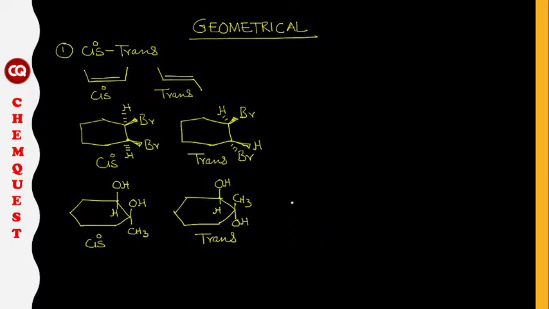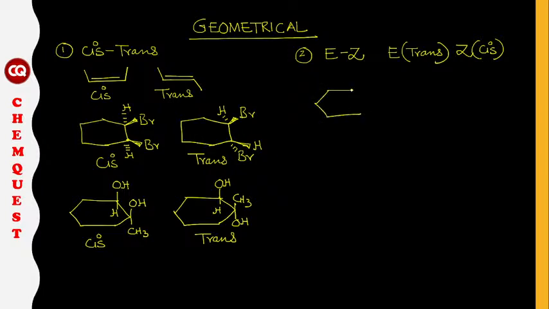Now we are going to discuss the E-Z nomenclature category. E means trans type or anti, and Z means cis type. E means trans type, trans pattern, and Z means cis pattern. Now the first example is here. You have to identify the E-Z part.